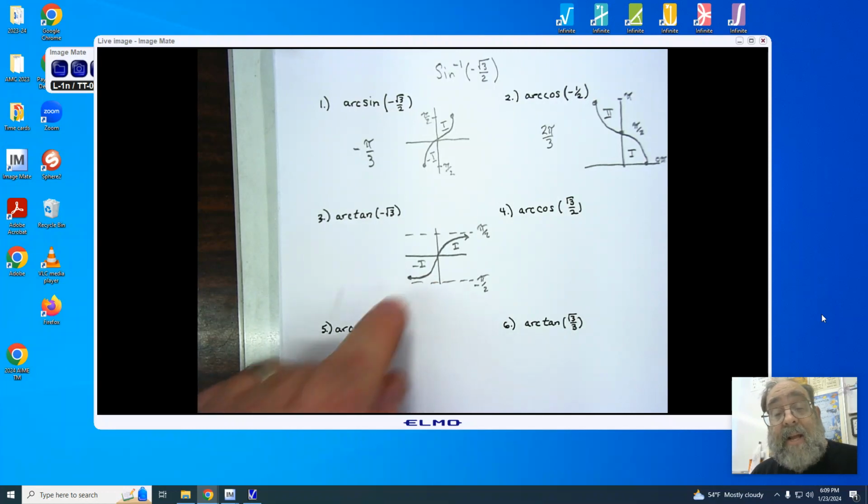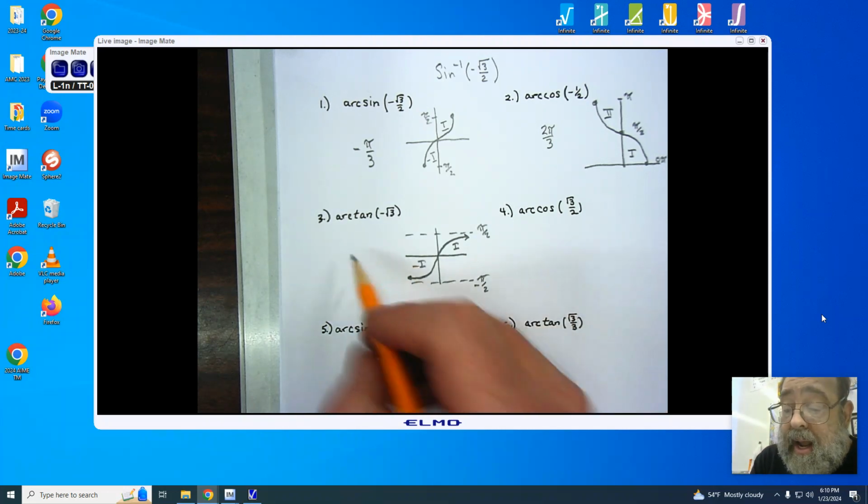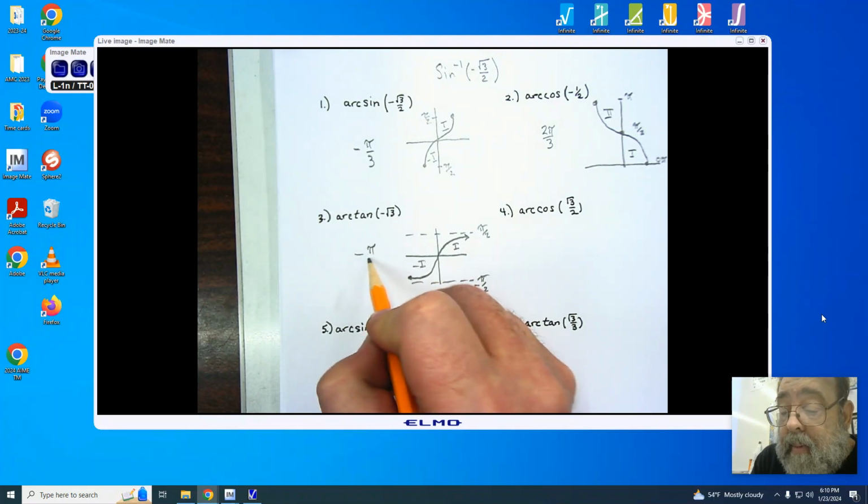So when is tangent going to be a positive root 3 in the first quadrant? Once I have that answer, I'm going to call it a negative. So where is it going to be at? I think that's pi over 3. Oh, so my answer has to be negative pi over 3.